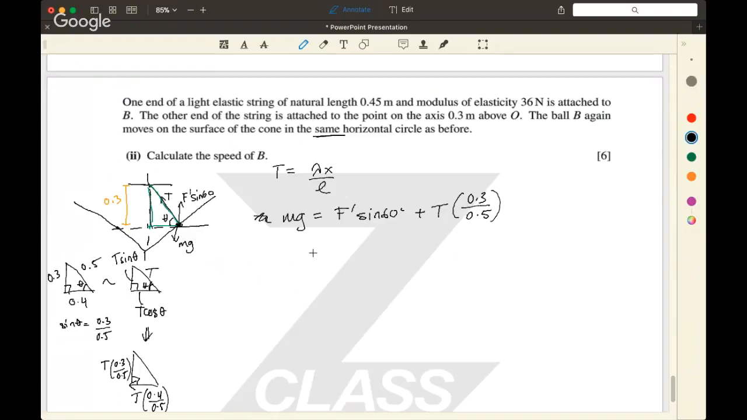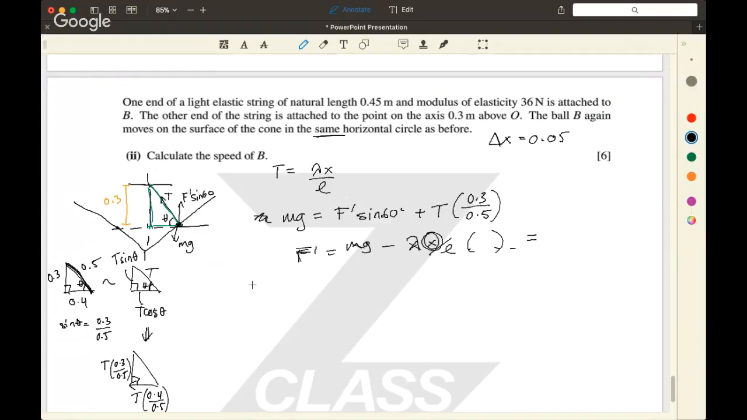And so F prime is mg minus lambda x over L times 0.3 over 0.5, and so on. You get the point. So now we've got our new F. And now we can do the horizontal direction. Just quickly notice that there is a light elastic string of natural length 0.45, and it's now been stretched to 0.5. That's the hypotenuse. That's where the string is stretched. So delta x, the amount it's been stretched, is 0.05, and that gives us that x there.